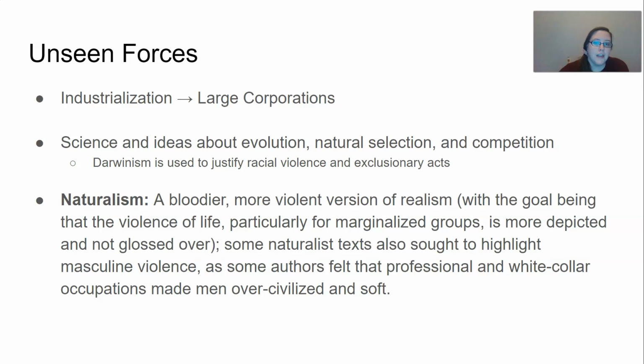And some naturalist texts also sought to highlight masculine violence, because some of these authors decided that, with white collar jobs and professional careers now being a possibility, men were becoming soft. And so we'll read some examples of writing that shows men in a much more violent role, more animalistic, back to the man instinct or something like that. So naturalism covers a lot of that content as well.